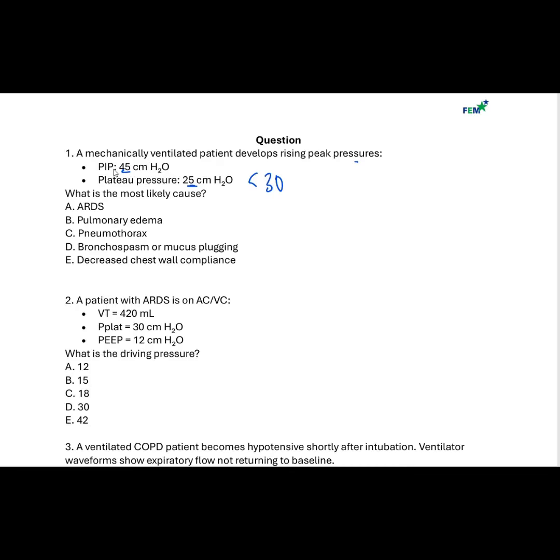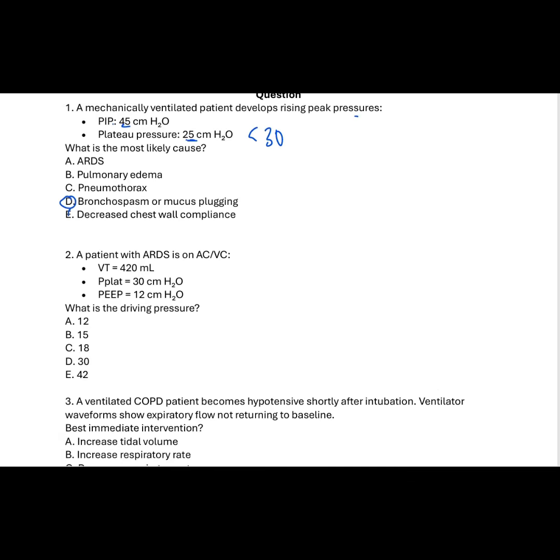So if the peak airway pressure is high and the plateau pressure is normal, then that tells me this is a what? A resistance problem. So it's an airway resistance problem. And based on that, the best answer there will be what? Bronchospasm or mucus plugging. So that will be the best answer there. I'm moving on to the next question.